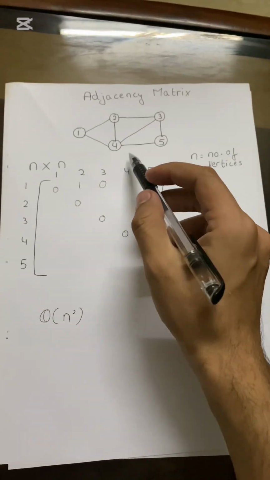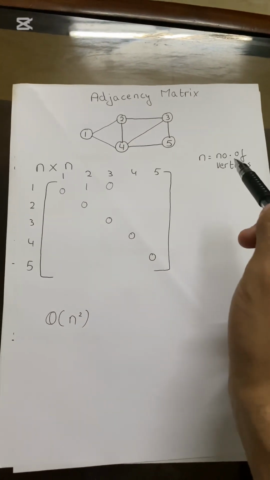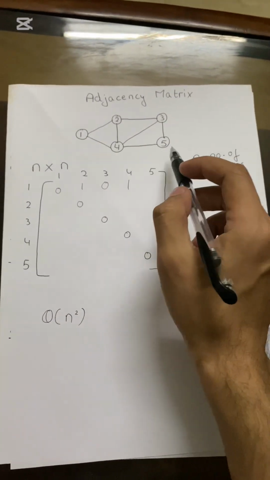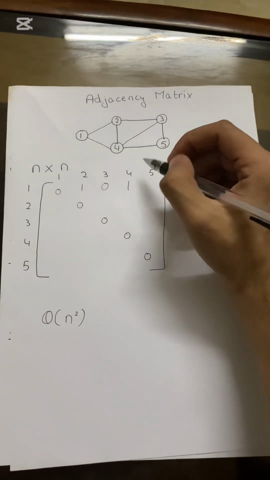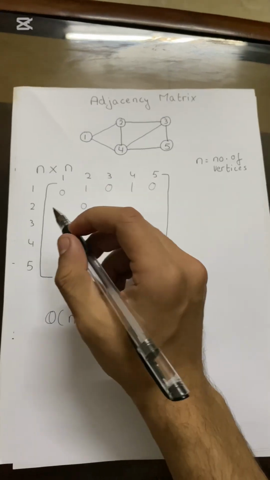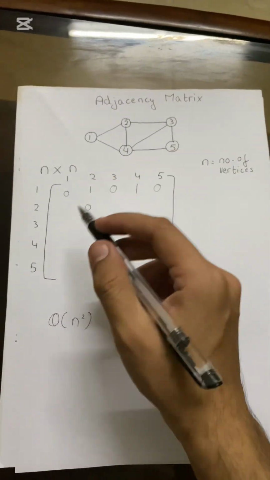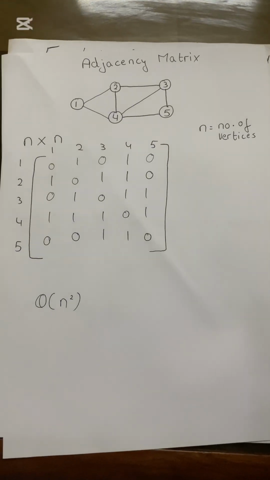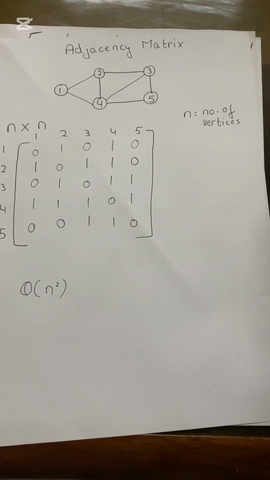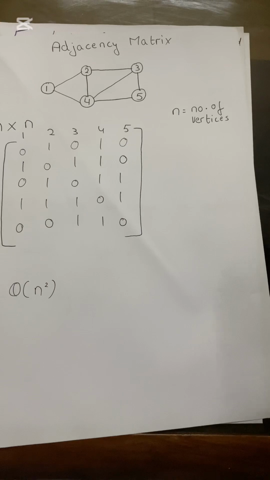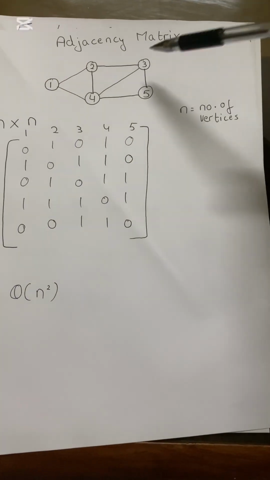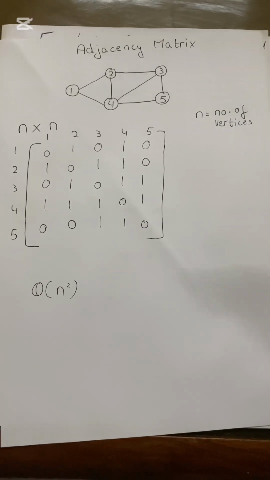Then we'll check 1 for 4. Does 1 and 4 have an edge connecting them? Yes, so this will also become 1. Does 1 and 5? No, so this will become 0. And so on. We'll do the same process for each one of them. After filling out all the values into the matrix, then this will be our result. So this is the way to represent this graph in adjacency matrix format.